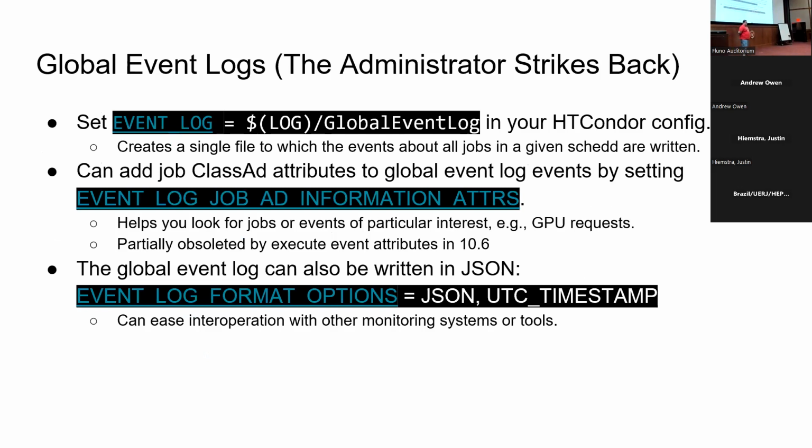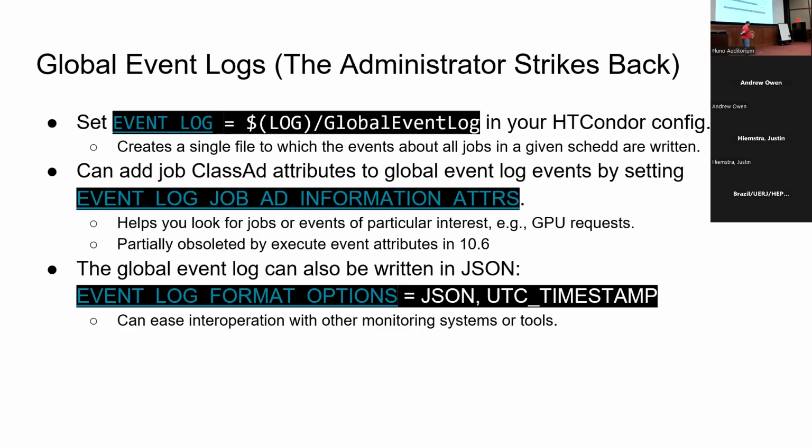For the more system administration side of monitoring and automation, you can get these event logs. You can get a single global event log for all of the jobs on the AP. And this is a configuration option that you can set. That's what the inverted text is there for. And that event log link goes directly to the right part of the Condor manual. It creates a single file to which all the jobs are written, so that you don't have to do anything crazy like trying to modify every job on submission in order to set an event log.